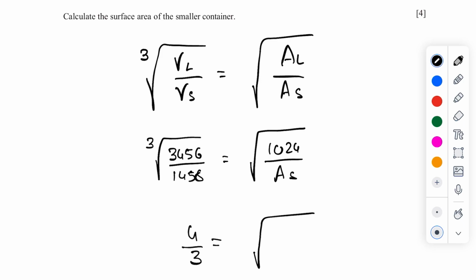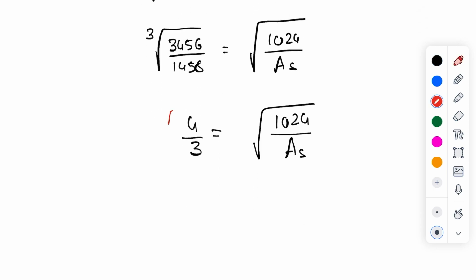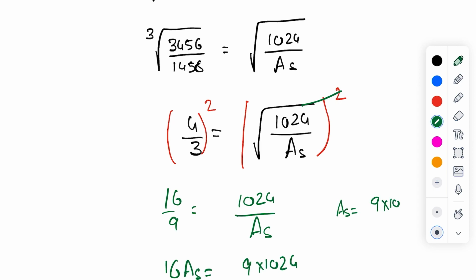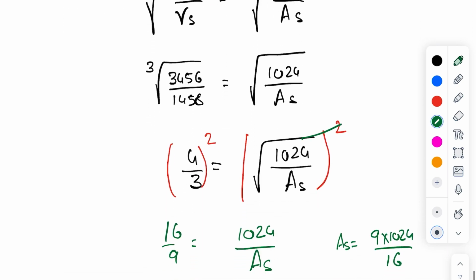4 upon 3 equals square root of 1024 upon area of the smaller one. Now squaring on both sides so that square and square root can be cancelled. So 16 upon 9 equals 1024 upon area of S. So 16 times area of S equals 9 times 1024. So area of S equals 9 times 1024 divided by 16. When I do that by calculator, I will be getting 576. And what are the units? Centimeters square.